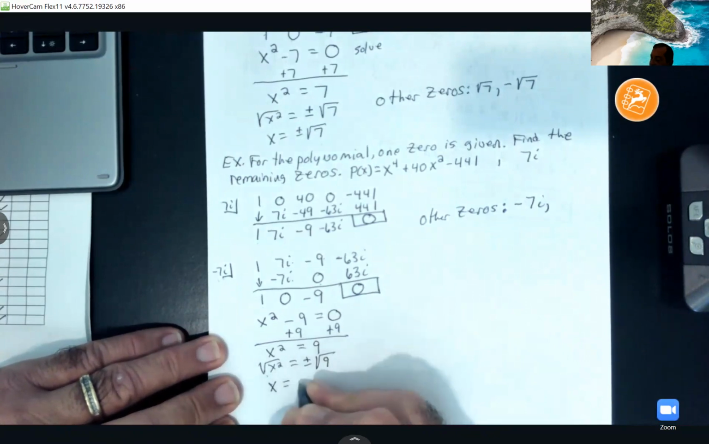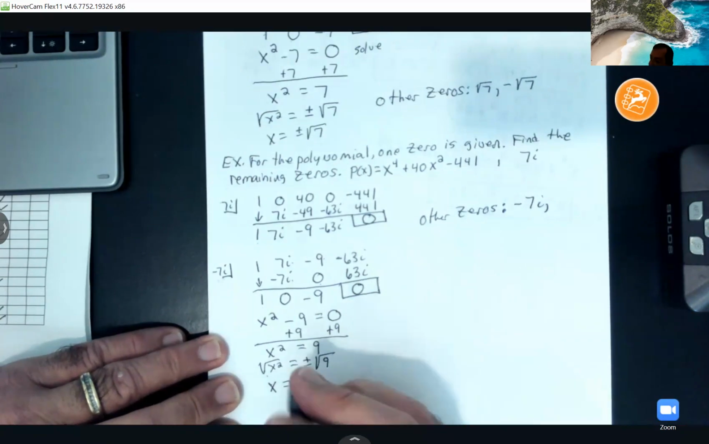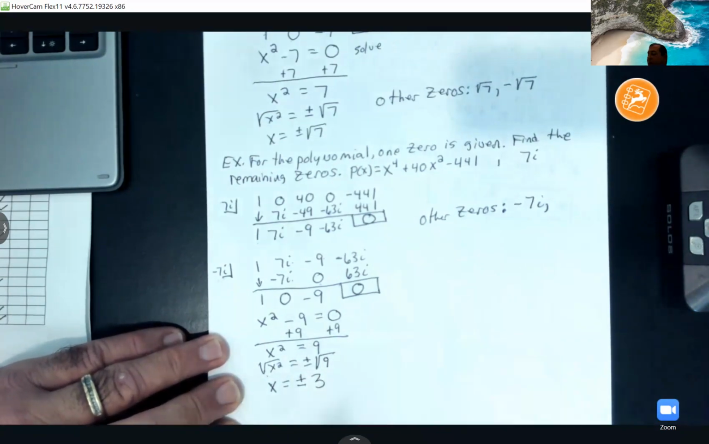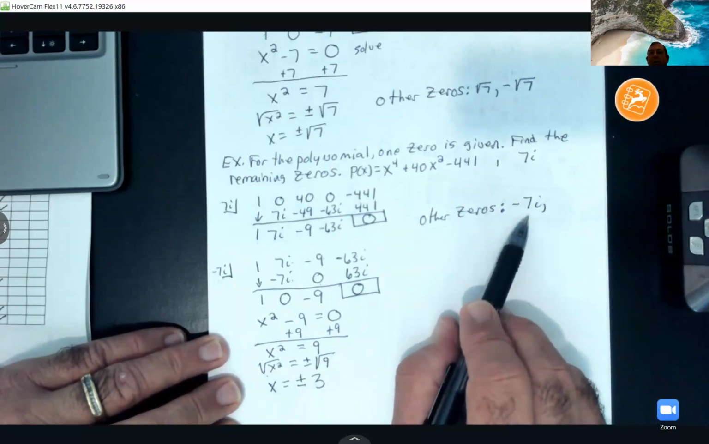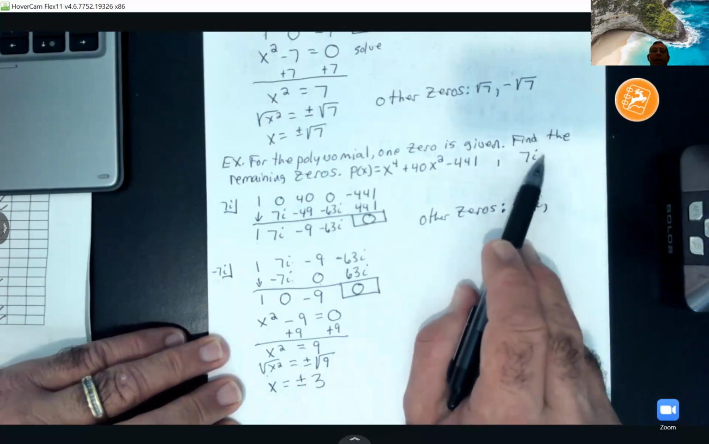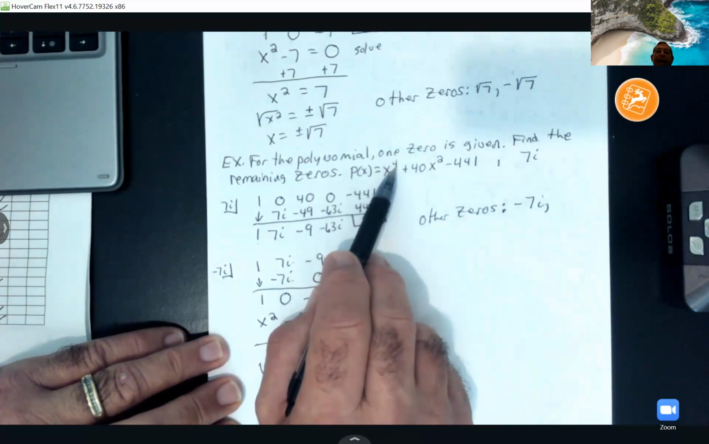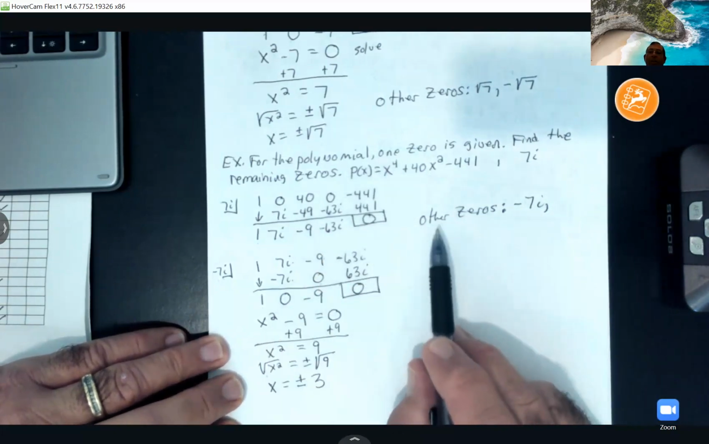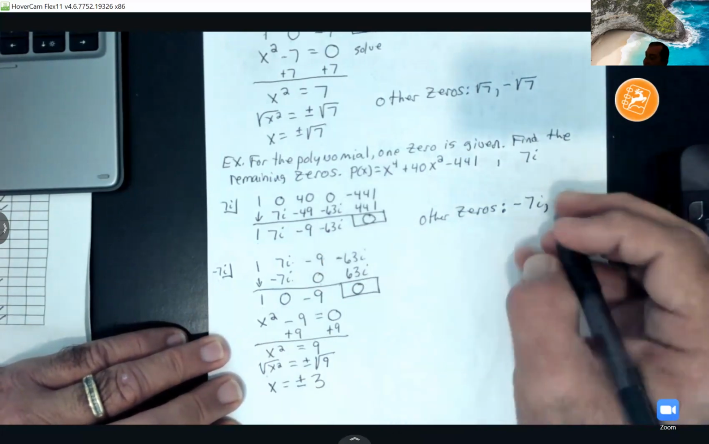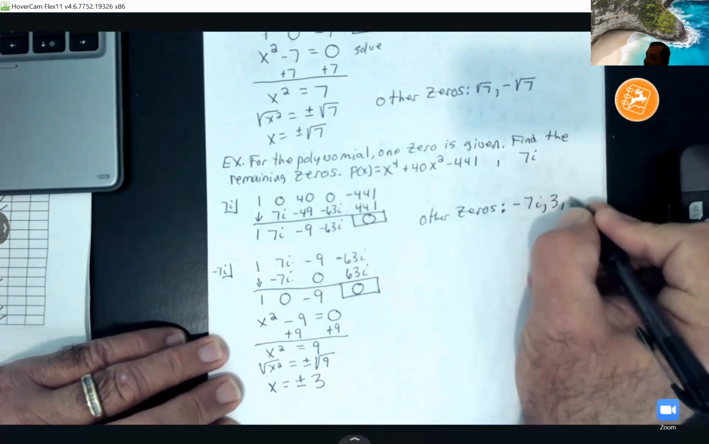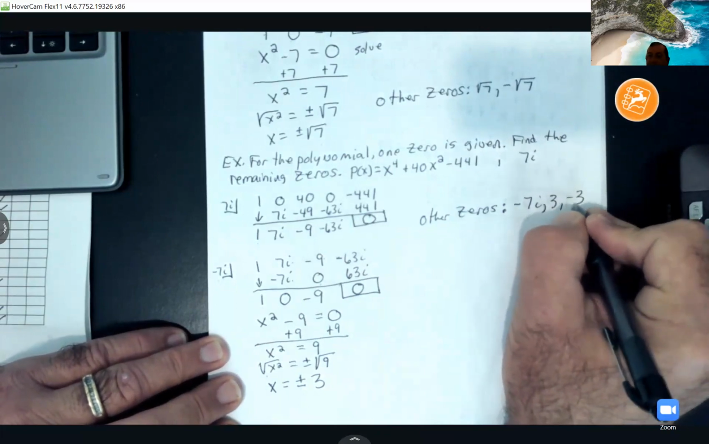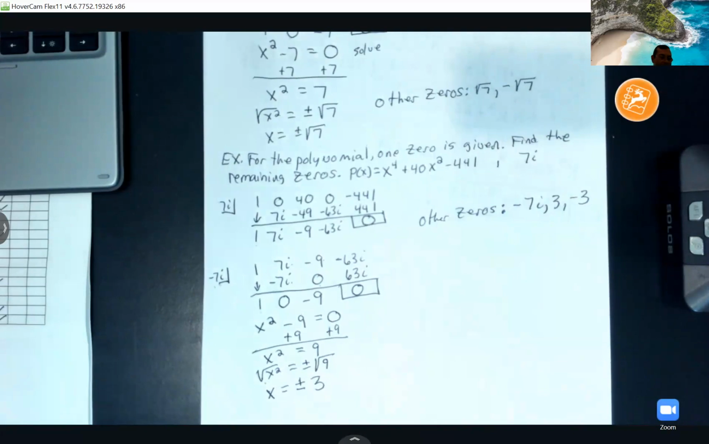So x will give me what? A plus or minus square root of 9 is 3. So there's 2 zeros plus 1 that we found already is 3, plus the 1 they gave us is 4. And that matches what we need for that x to the 4th. So come in and put the other zeros are negative 7i, 3, and negative 3, okay?